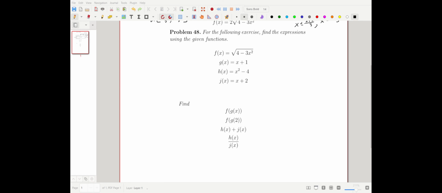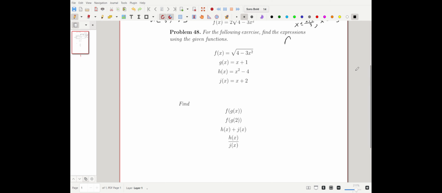Okay, for problem 48, we are just trying to find the expressions below. So we're given four functions here: f of x, g of x, h of x, and j of x. And what we're being asked to do is find the composition f of g of x, evaluate f of g of 2, sum h of x and j of x, and then find the function h of x divided by j of x. So try to break this up into nice little squares.